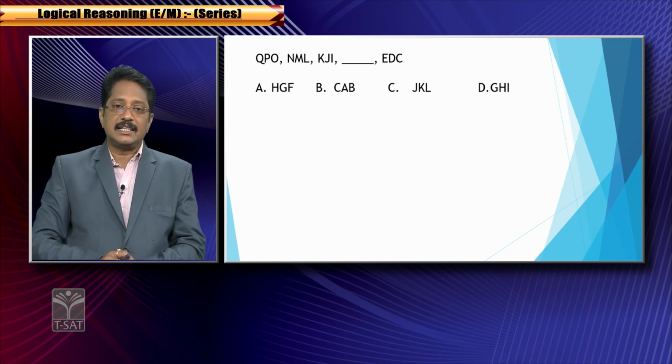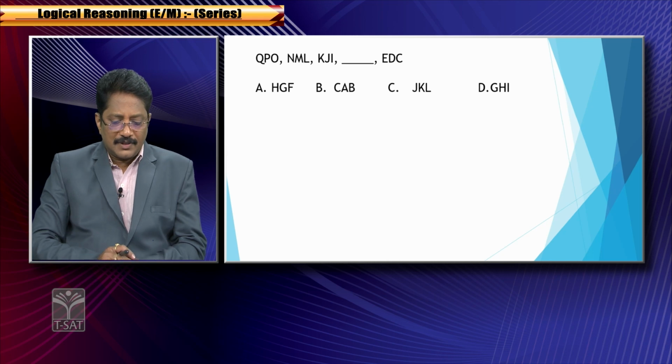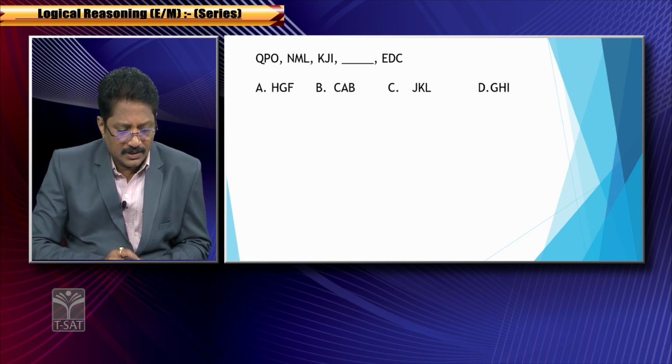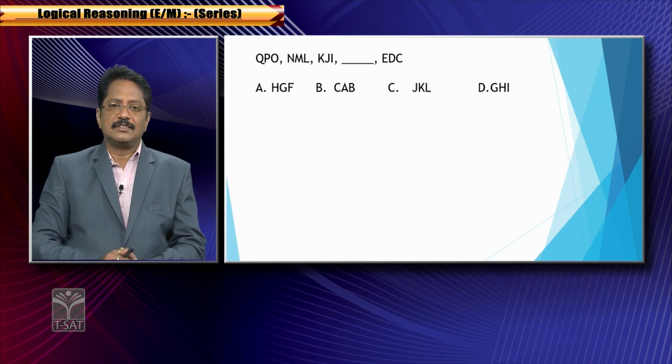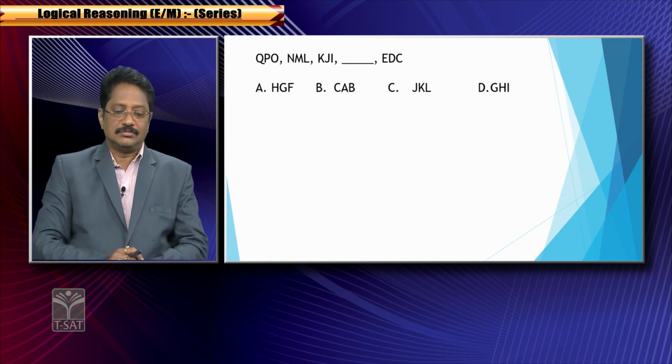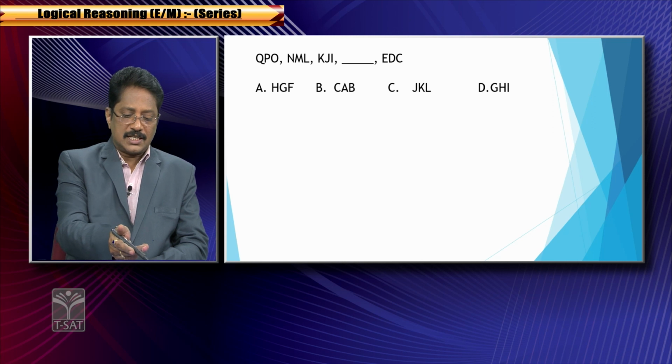QPONML, and next you have to find EDC. So now we observe it. Very simple thing here. When you observe it, EDC is in reverse order. Correct? Means CDE, IJK, LMN, OPQ. So now what is CDE?